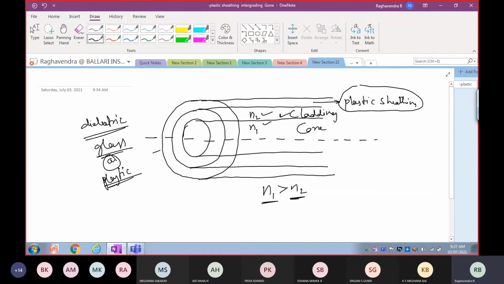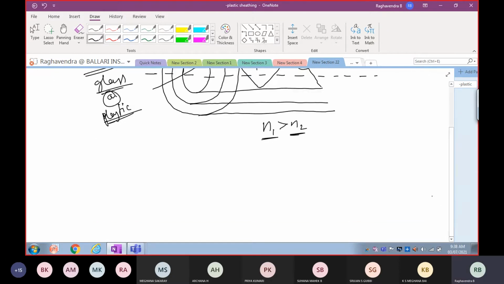The light always passes through the core part of the optical fiber. It will not pass through the cladding. There are some cases which I will discuss in a later class. Sometimes the light also passes through the cladding part of the optical fiber. I will discuss it later. So these are all the things which I discussed in the last class. And the propagation of the light takes place inside the optical fiber.